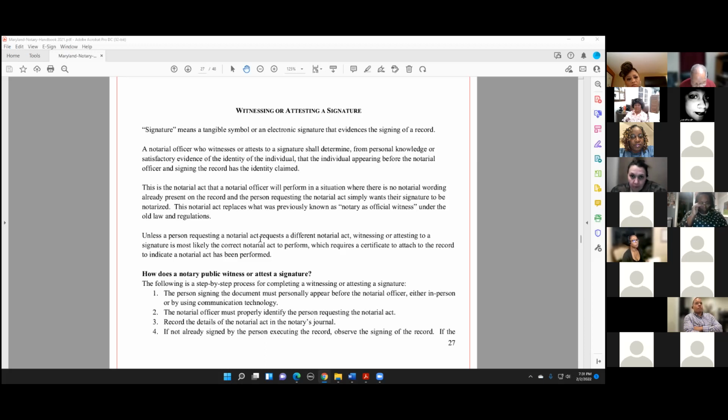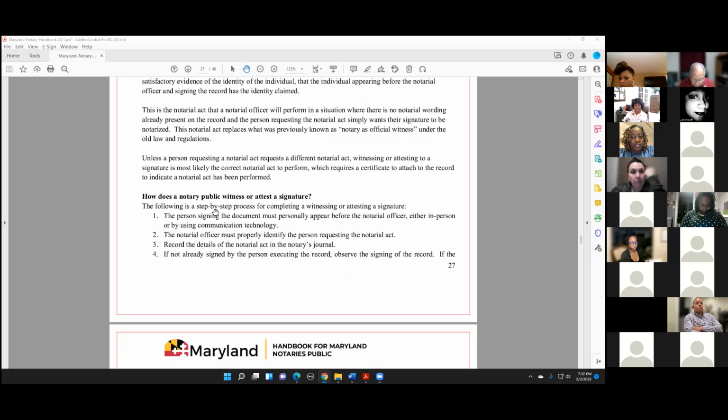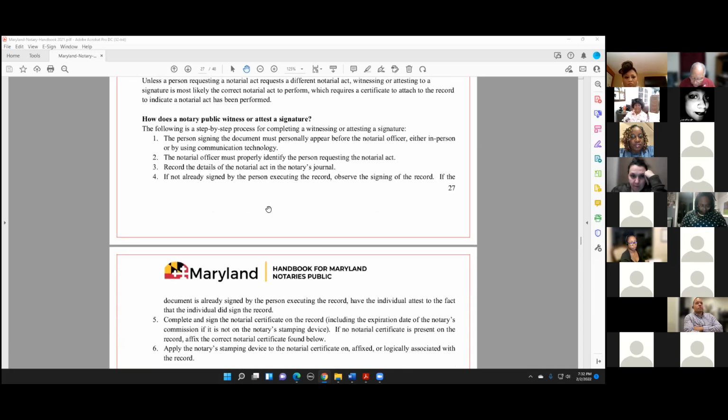This is a notarial act that the notarial officer will perform in a situation where there is no notarial wording already present on the record, and the person requesting the notarial act simply wants their signature to be notarized. This notarial act replaces what was previously known as notary as an official witness under the old law. Unless a person requesting a notarial act requests a different notarial act, witnessing or attesting to a signature is most likely the correct notarial act to perform, which requires a certificate to attach to a record to indicate the notarial act has been performed.